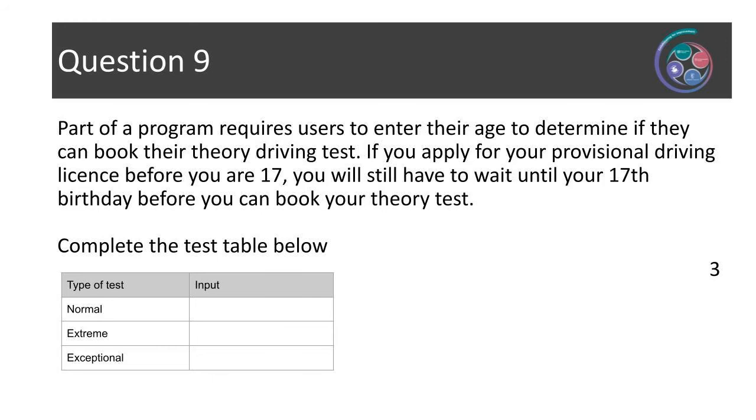There are 3 types of test: normal, extreme, and exceptional. And we've got 3 blank spaces that are looking for 3 inputs. So we need to identify a normal input, an extreme input, and an exceptional input. We'll look carefully at the question because it's describing to us what the program should do. And from there, we will identify the 3 types of input that could go into this program that would fit into the normal, extreme, and exceptional category.